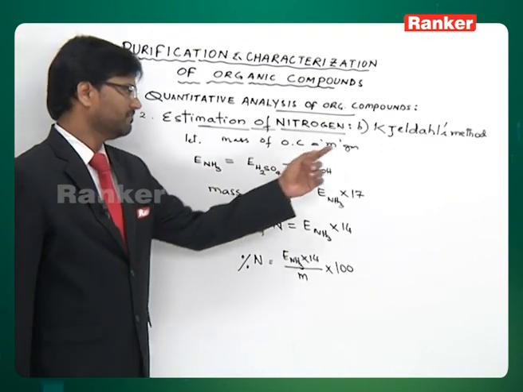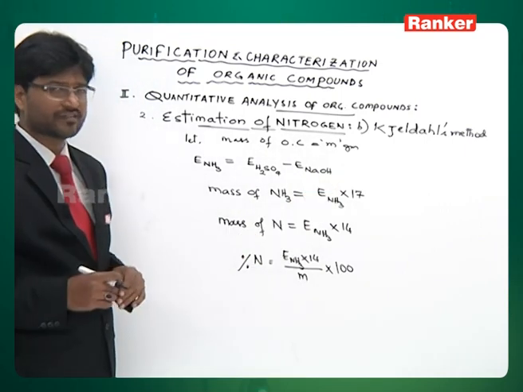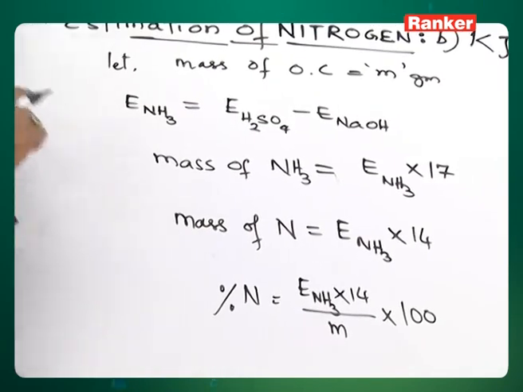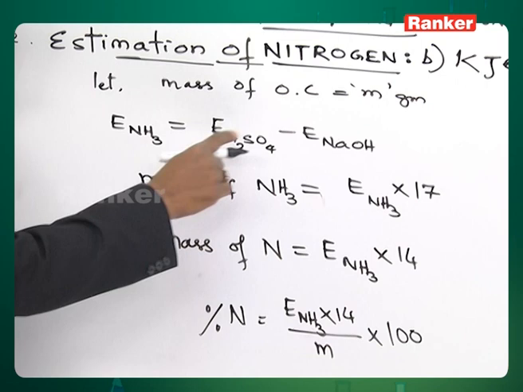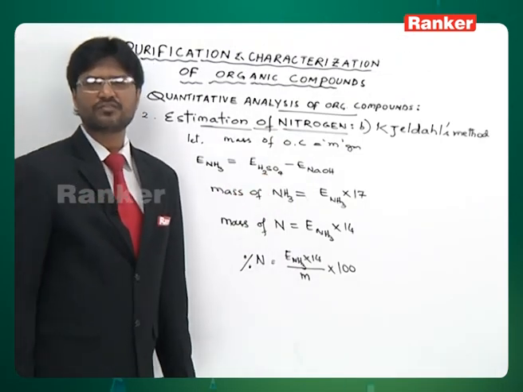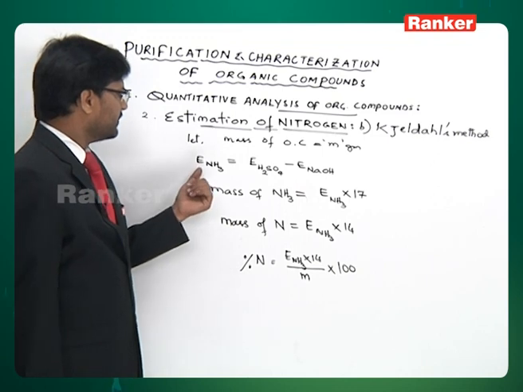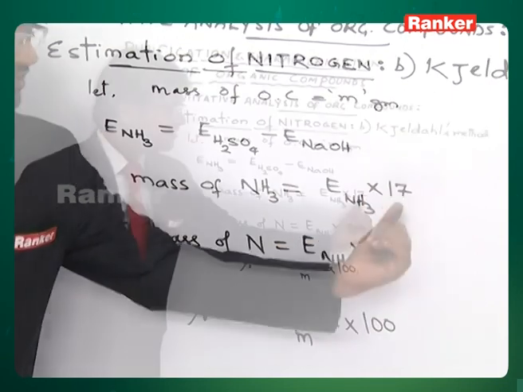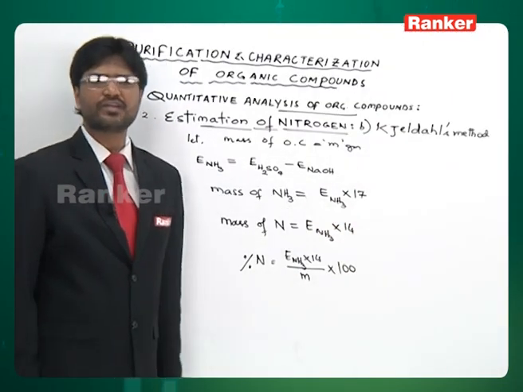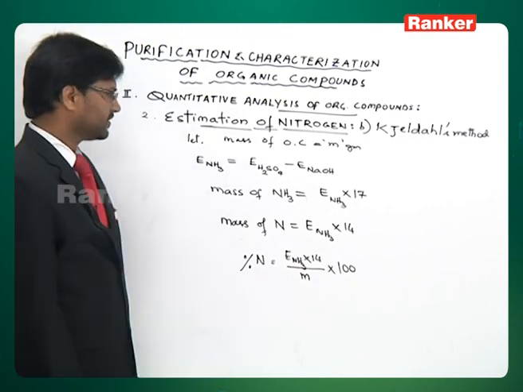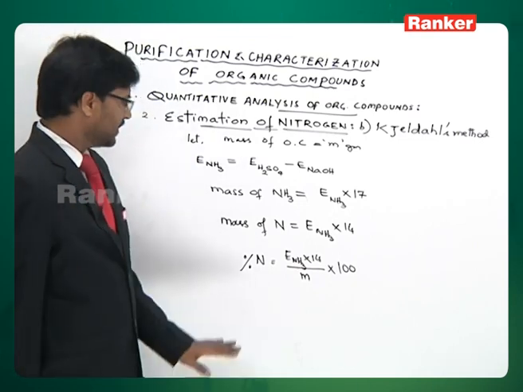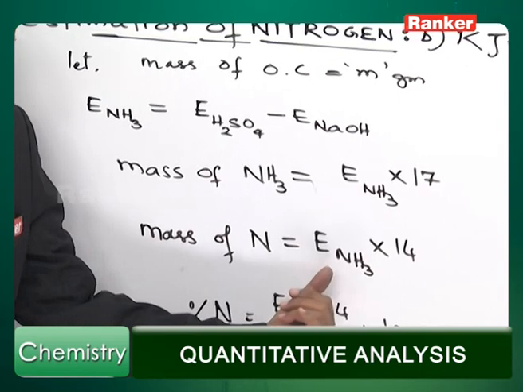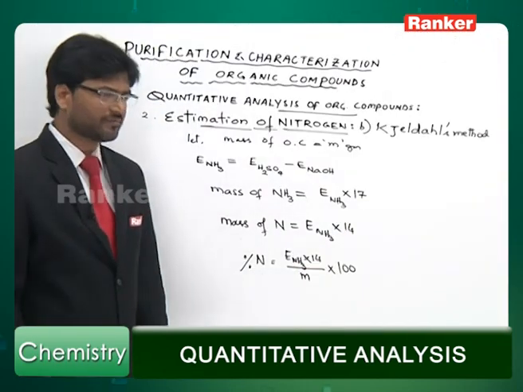Let mass of organic compound be m grams. We take a known mass of organic compound. So we already said that the number of equivalents of ammonia formed in the process is nothing but the difference in the number of equivalents of sulfuric acid and number of equivalents of sodium hydroxide. So from the number of equivalents of ammonia, we can arrive at the mass of ammonia. Mass of ammonia equals number of equivalents of ammonia into 17. That is the gram molar mass of ammonia, which is same as gram equivalent mass, because its n factor here is taken as 1. Now mass of nitrogen is nothing but number of equivalents of ammonia into 14, because this is the atomic mass of nitrogen.